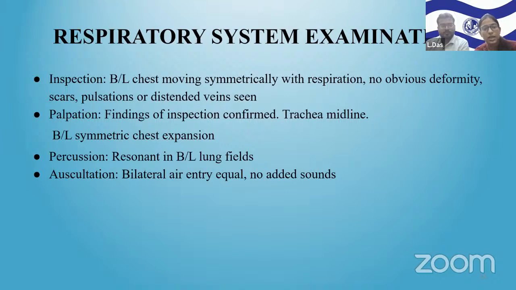Respiratory examination. On inspection, bilateral chest was moving symmetrically with respiration. No obvious scars, pulsation, or distended vein seen. On palpation, inspectory findings were confirmed. Trachea midline, bilateral symmetric chest expansion. On percussion, resonant in bilateral lung fields. On auscultation, bilateral air entry was equal and normal vesicular breath sounds were heard with no added sounds.